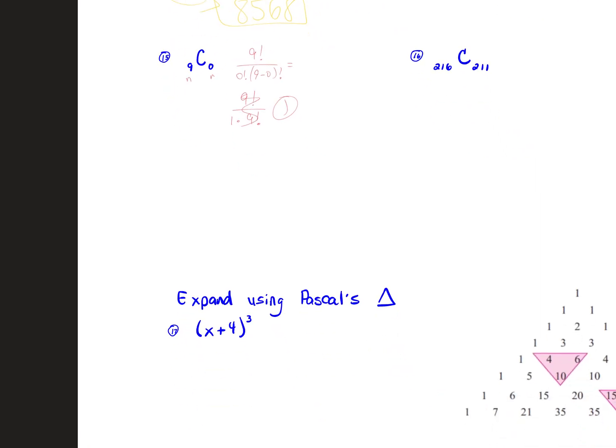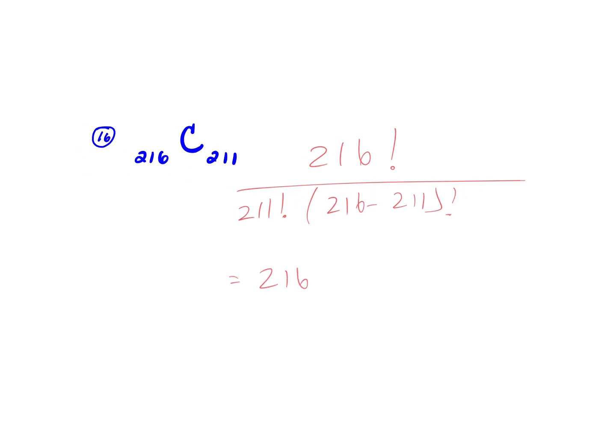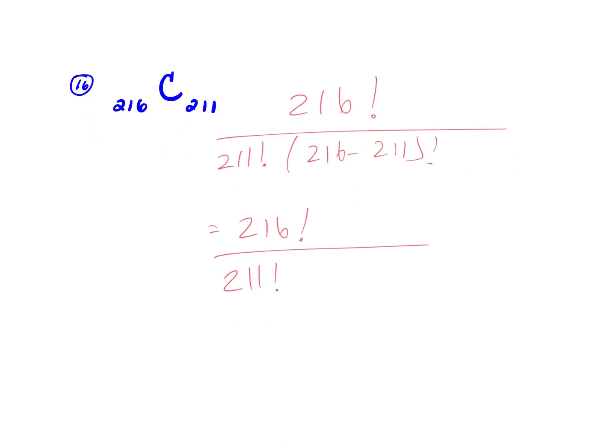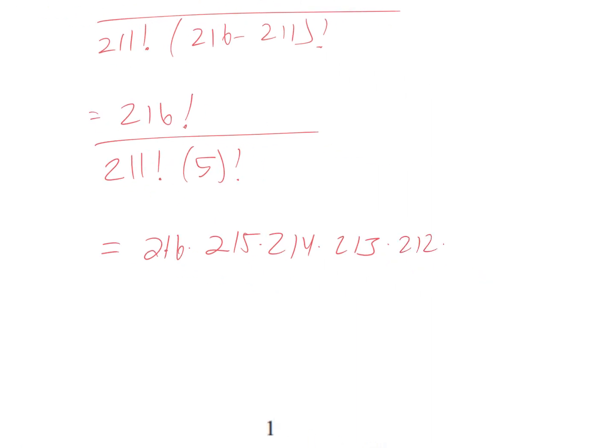All right, then we're going to have some of Pascal and his triangle. Sure. So we'd have 216 factorial over 211 factorial, and then 216 minus 211 factorial. What's 216 minus 211? 5? Okay. So you'd have 216 times 215, 214, 213. This is why your calculator's handy. 212. I'm going to stop at 211.